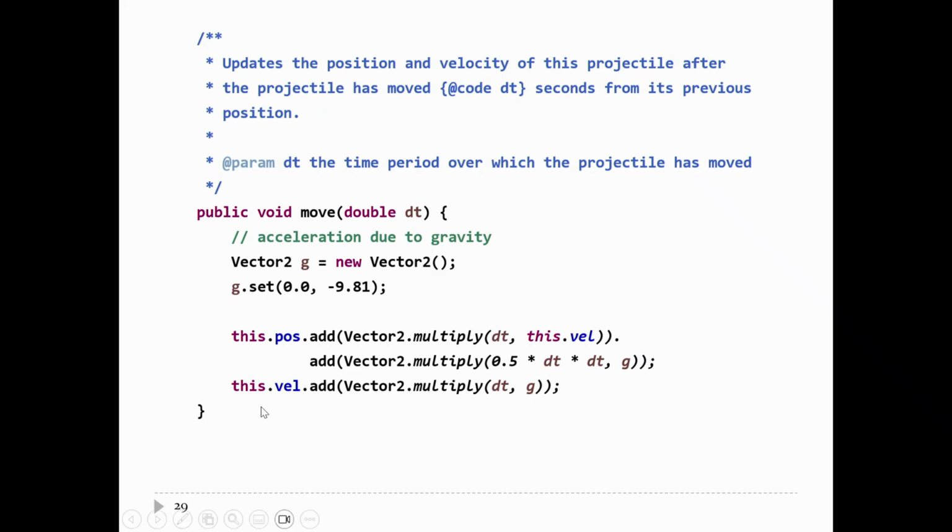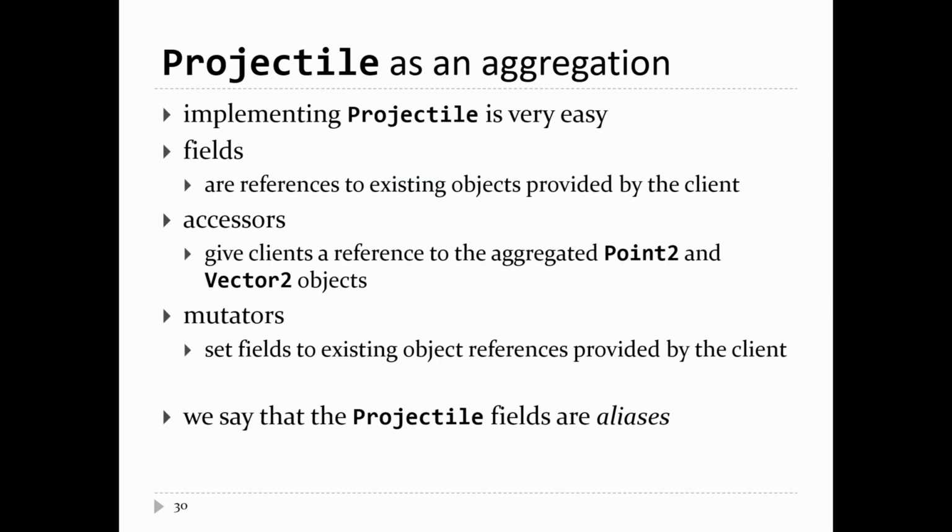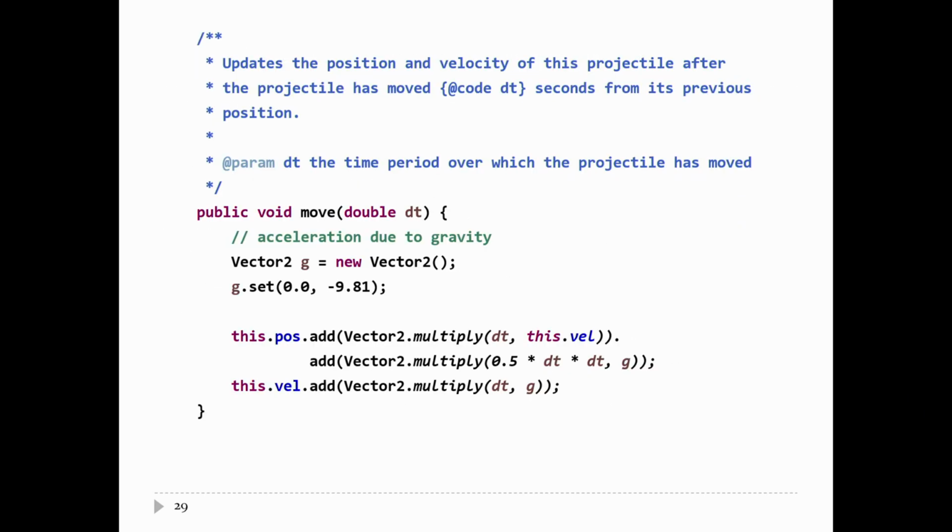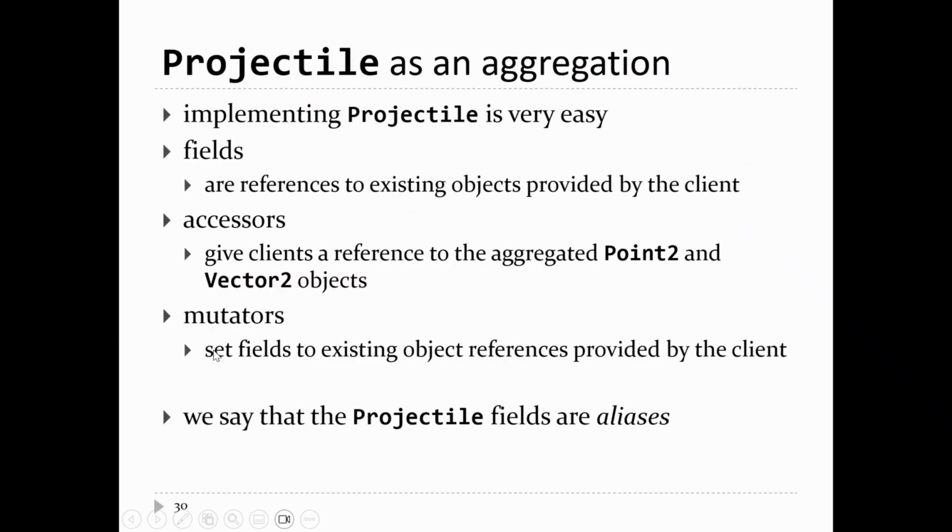But notice that all it's doing is changing the position and velocity of the projectile. So implementing that thing is pretty easy. The only quote-unquote hard thing is the move. Otherwise, the class looks exactly the same as any class you would implement in this course so far. There's nothing different here. So what are our fields? Well, there's a vector and there's a point.